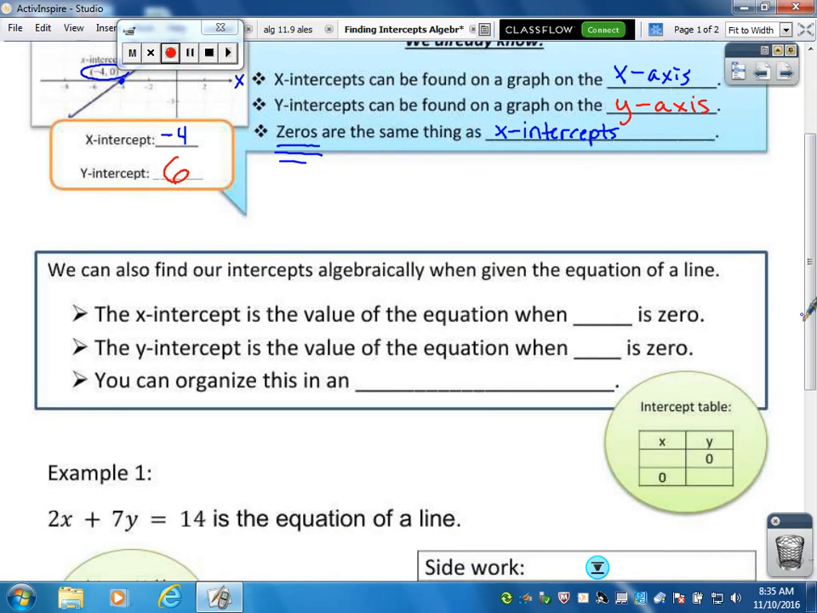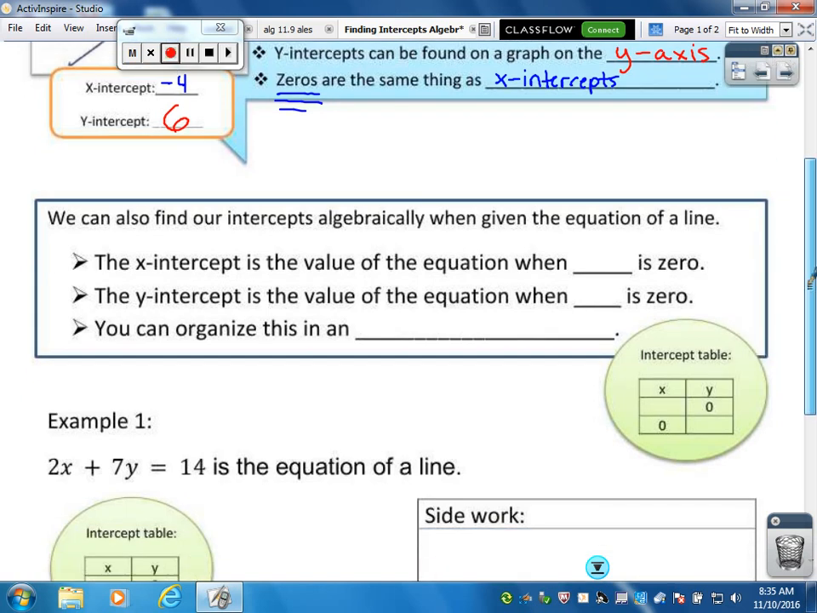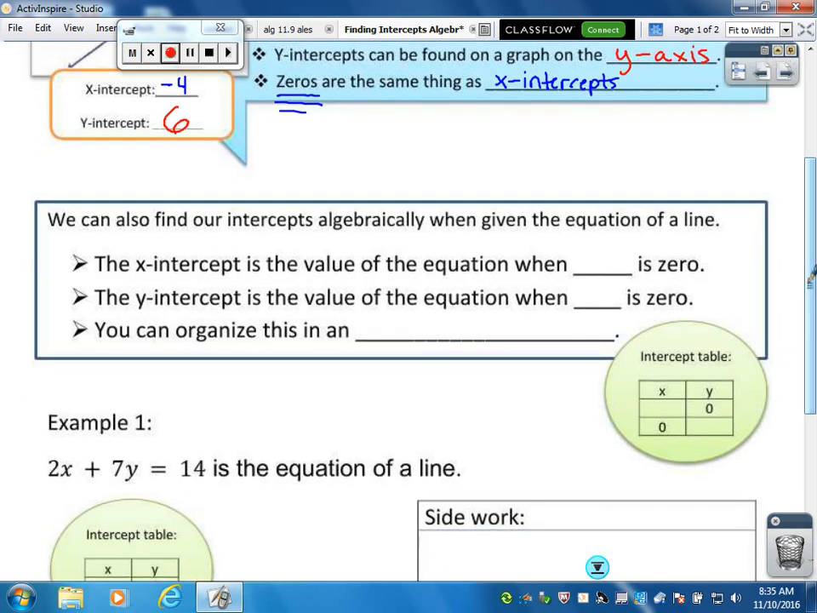And so what we have to do is do it algebraically. We just got to solve a little equation to do so. So the x-intercept is the value of the equation when y is 0. Let's make that make a little bit more sense to you real quick.